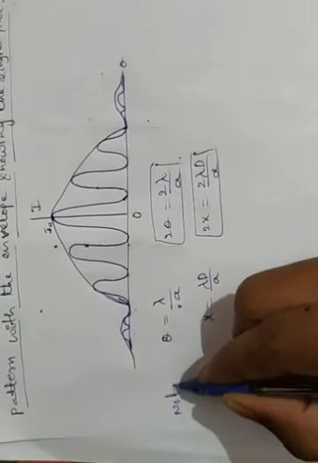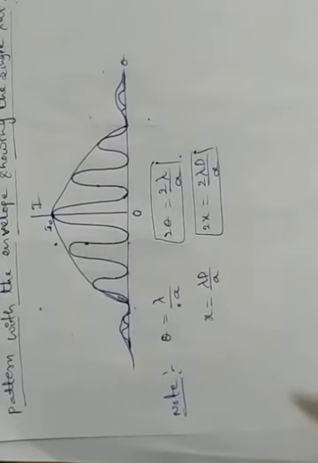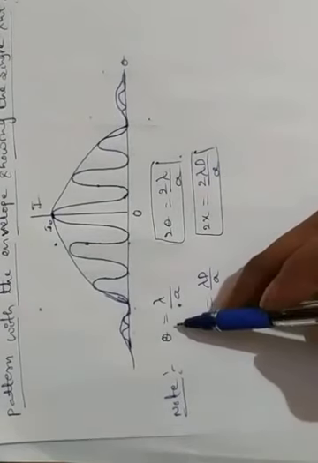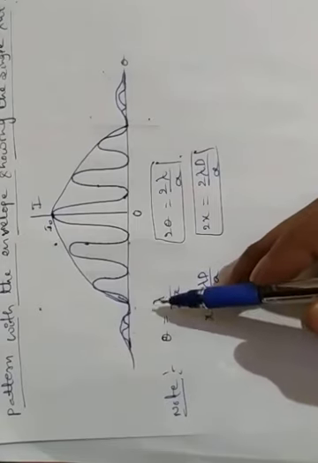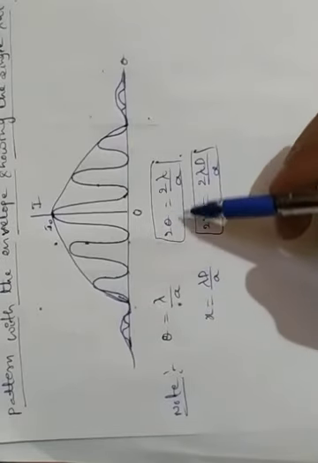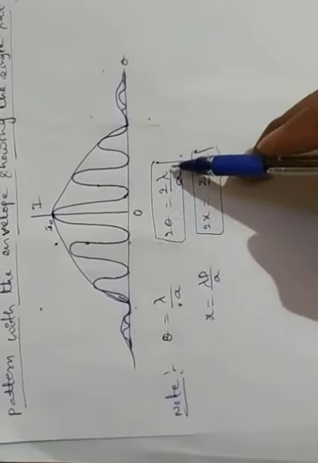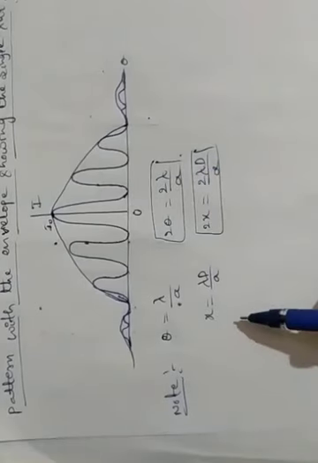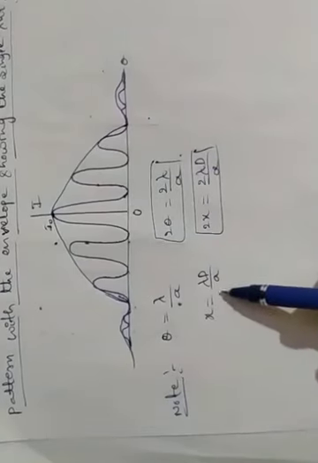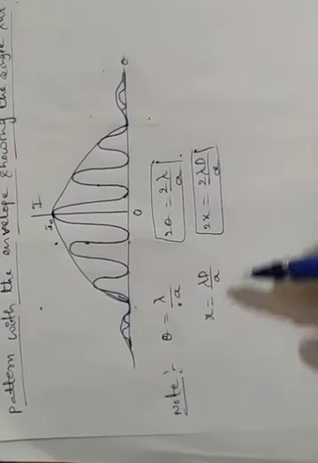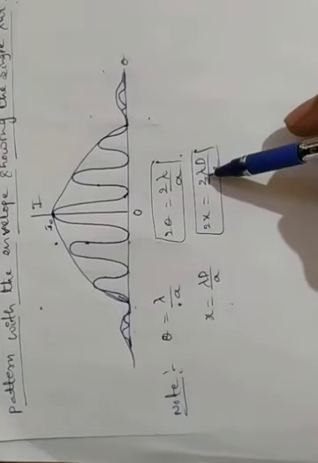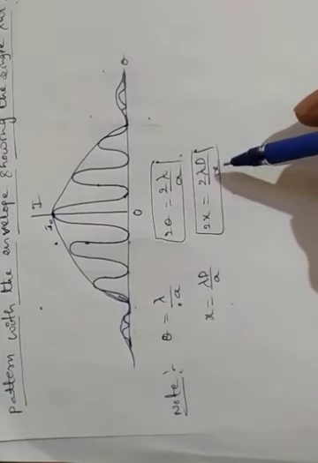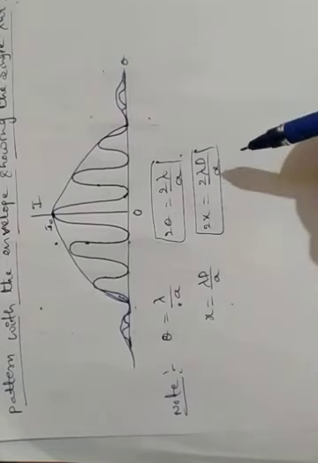Note: if theta is the angle of diffraction for the first secondary minimum, then the angular width of the central maxima is 2 theta, which is equal to 2 lambda by a. And the linear width of the central maxima, x, is equal to lambda d by a. So for the central maxima, it is 2x, which is equal to 2 lambda d by a.